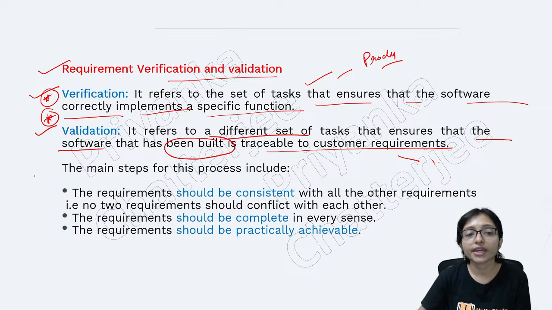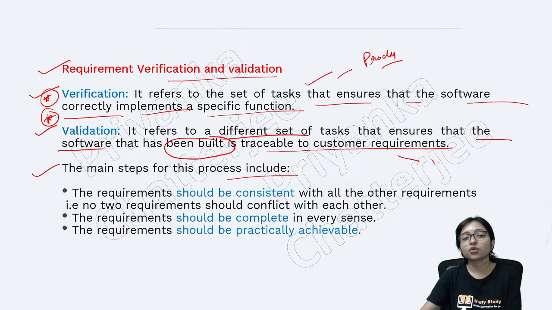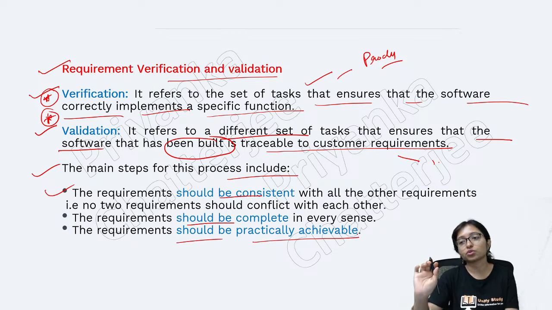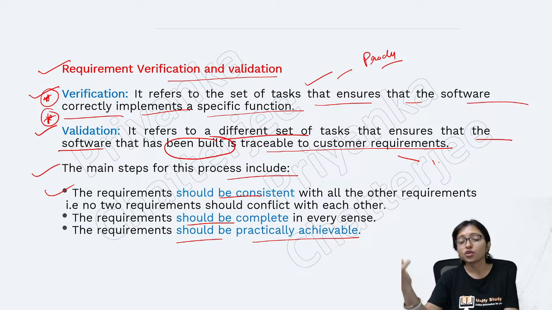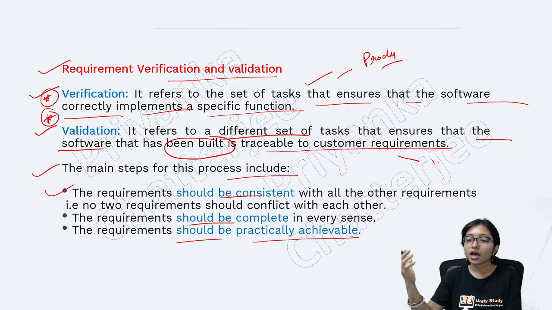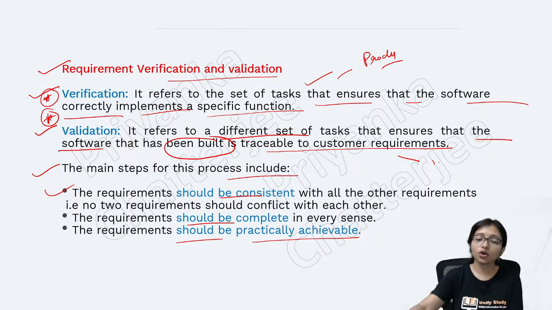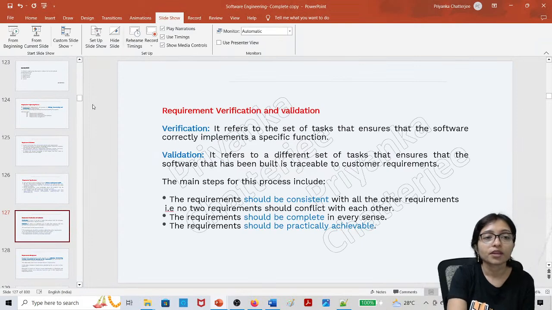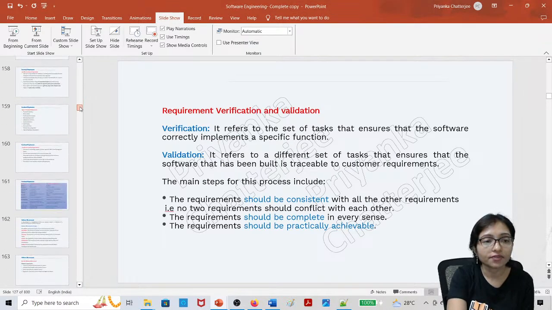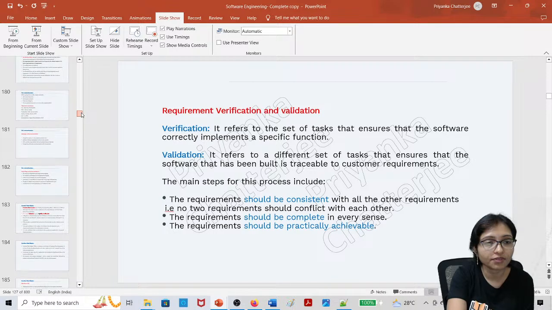So here the main step of the process includes what? The requirement should be consistent, complete, and practically achievable also. Because something your customer is telling, maybe it is not practically achievable. You cannot achieve it practically, so we will not go for that, right? So this is your requirement validation and verification. Is this clear to everyone? What is the difference between validation and verification?